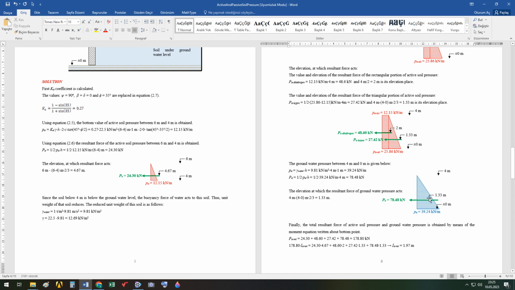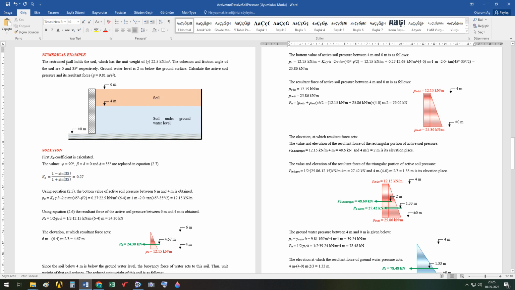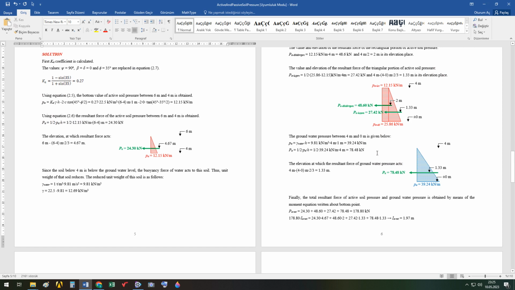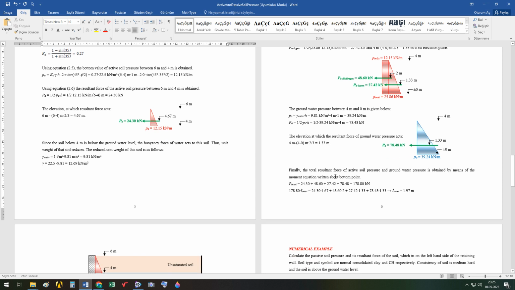And also the groundwater applies water pressure, and its resultant force, to the retaining wall. This should be the retaining wall. And you see the triangular area, and the geometric position of the triangle is 1/3 of this length. We have made our calculations and the values are given here.